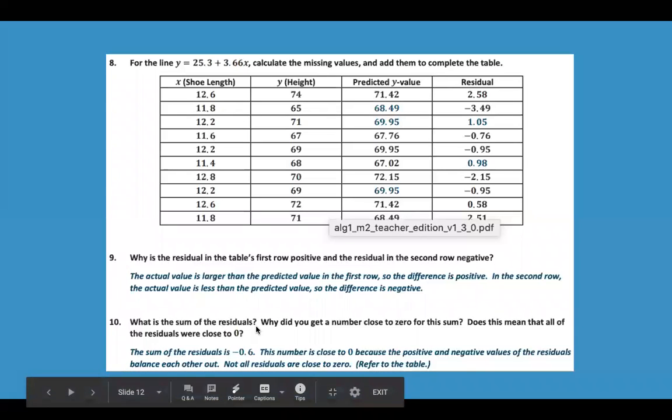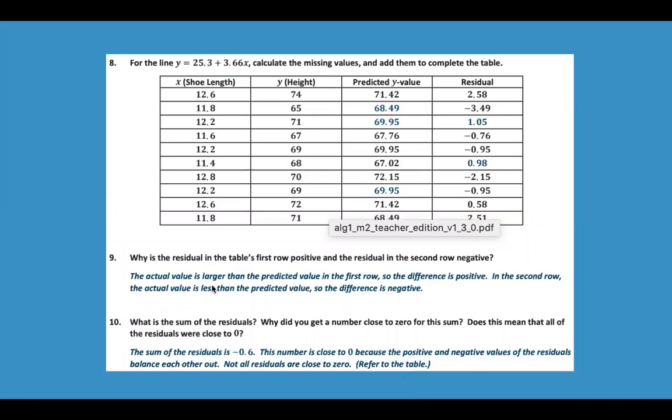It says, what's the sum of the residuals? Why do you get a number so close to 0? Does this mean that the residuals were close to 0? The sum of the residuals is negative 0.6. The number is really close to 0, which means that the equation we're using is very close. But not all of the residuals are close to 0. Some are, some are not.